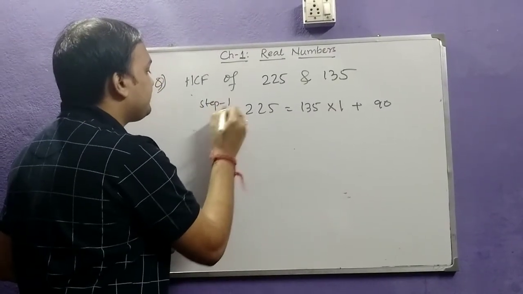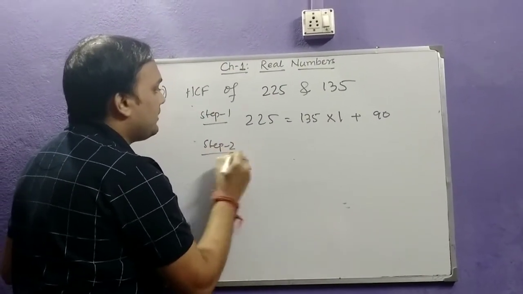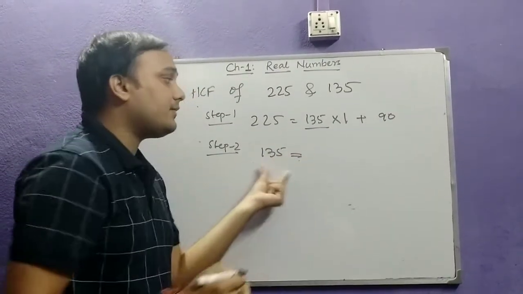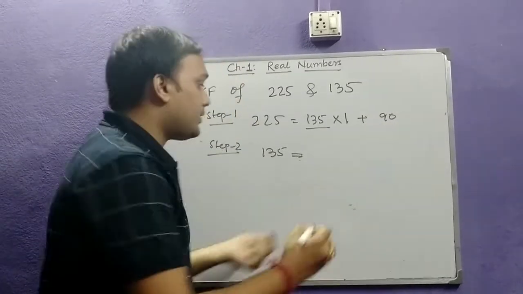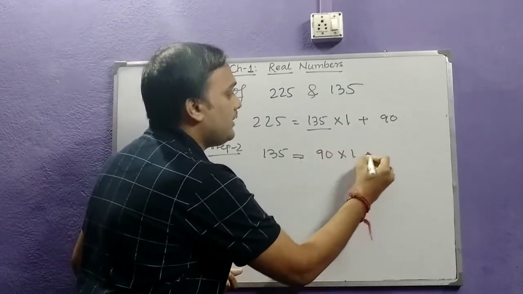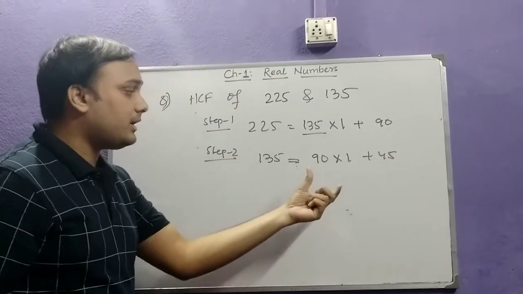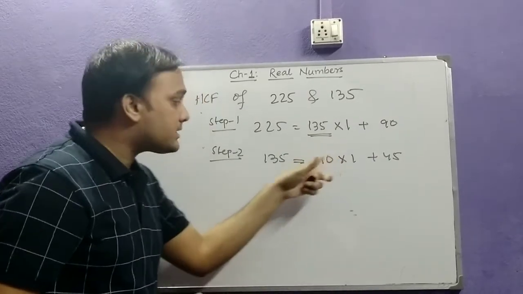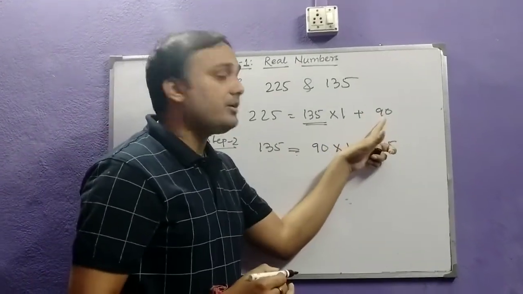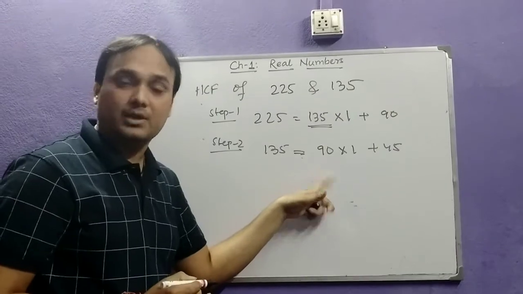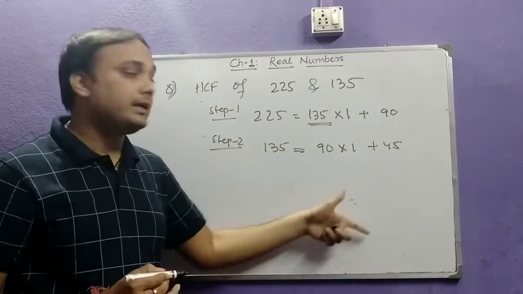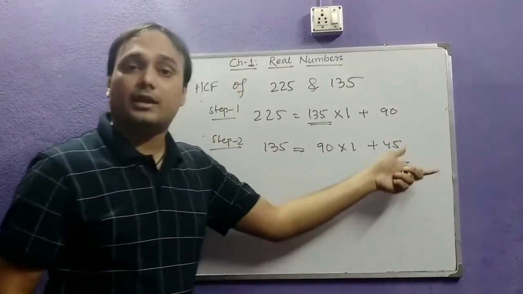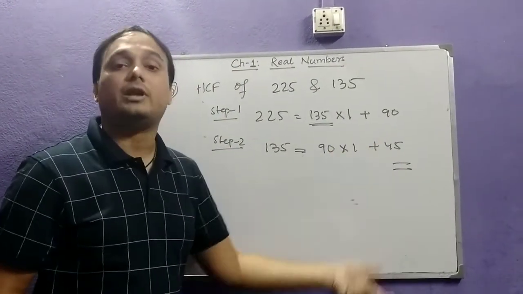This is step 1. Step 2: now take this 135 and express it using divisor 90. So it will be 90 into 1 plus 45. See, students, look carefully: the 135 which I got as divisor is now used as dividend here, and the 90 which I got as remainder is now used as divisor in the next step. Similarly, I will continue this process until I get 0 as the remainder.